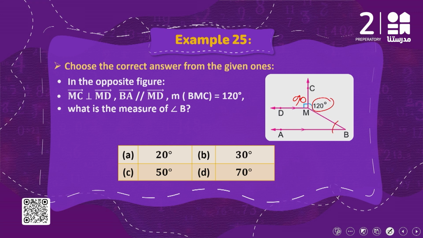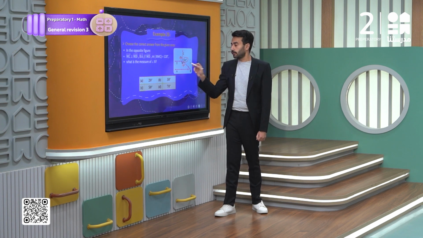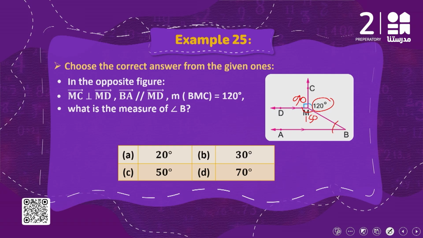Find the measure of angle B. Simply to find this angle, you need to find this one first. 90 and 120, this is 210. Subtract it from 360 because all of them are around the point, this will be 150. These two angles are called interior adjacent, so they add up to 180. That means if this one is 150, subtract it from 180, it will be 30. This is the measure of angle B.